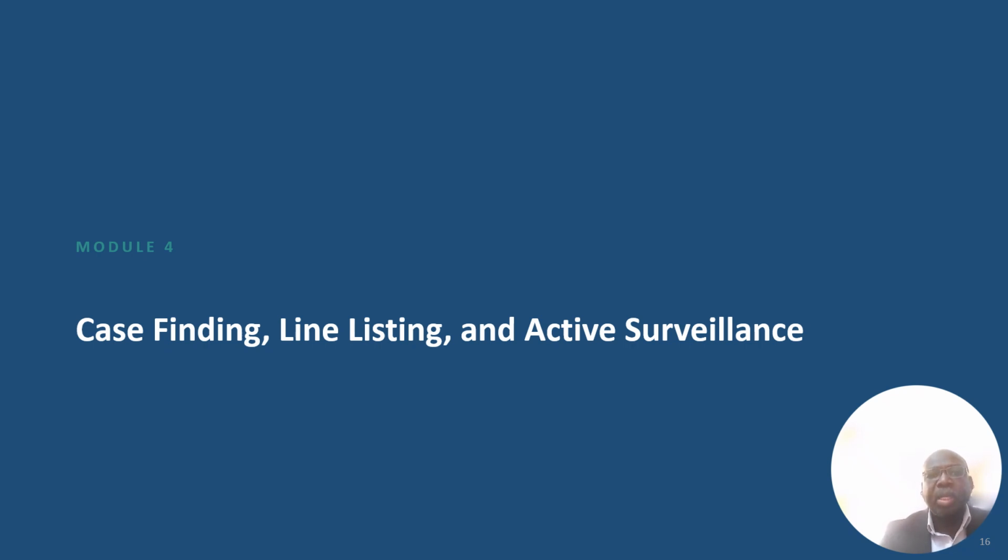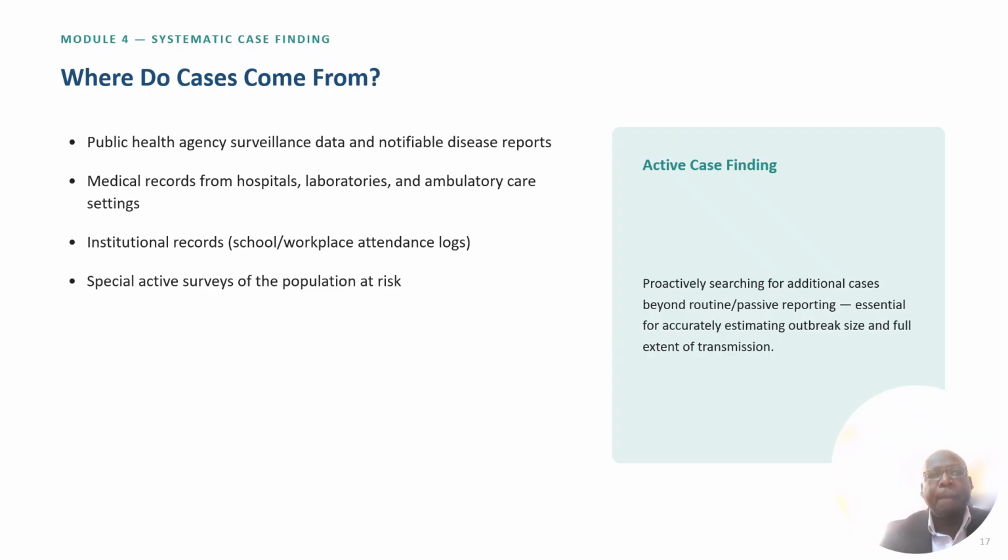Case finding, line listings, and active surveillance. Case finding could be done either by passive or active search. Line listings are the way we record all the cases, and active surveillance is the way we go out and look for the cases.